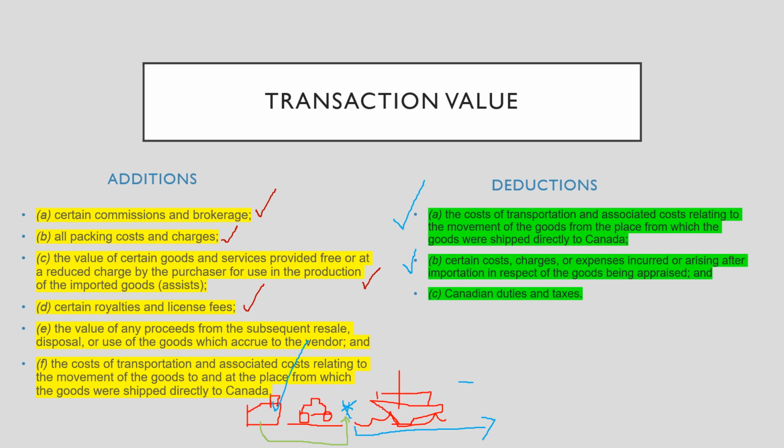And then Canadian duties and taxes. You can deduct that from the value of the goods if there were any Canadian duties and taxes paid. This could happen, for example, if the goods went out to Canada for repair, and then when they came back, they paid duties and taxes. You can deduct those duties and taxes from your goods.